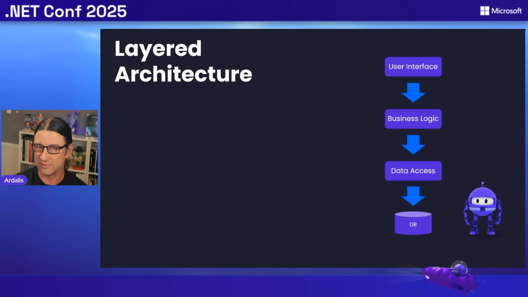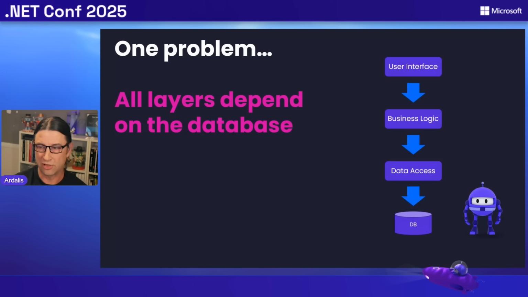But the problem with this approach, when it was first implemented, is that it almost invariably meant that all of these dependencies, which are transitive, would go to the database. And so the business logic would all depend on the database at the end of the day, and the user interface would as well. And so this made it really difficult for you to do testing of just the business logic in isolation or just your web layer in isolation. You always had to have a test database.